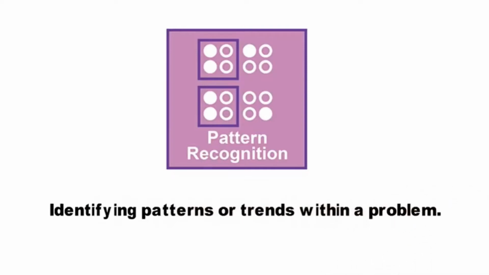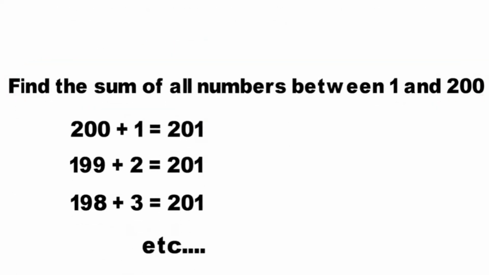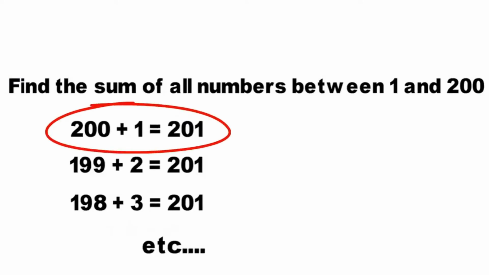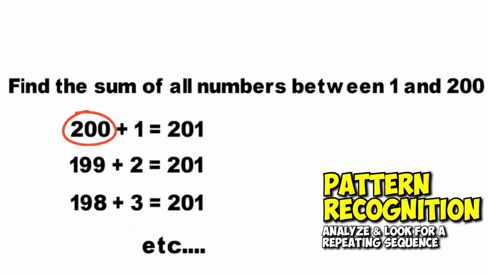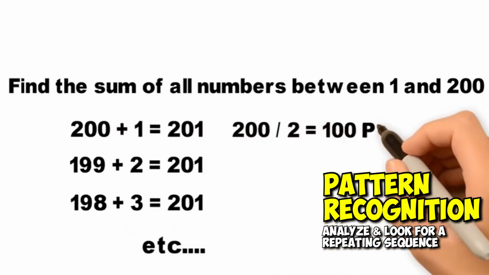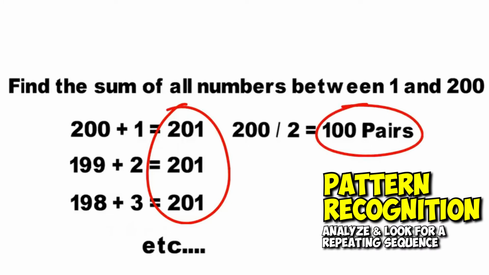problem. So let's return to the problem we started in step 1 and find the sum of all numbers between 1 and 200. What pattern do we see here? If we take the sum of the high number and the low number, we get 201. And all the other pairs have the same sum. We need to figure out how many times the 201 pattern repeats. Well, you could count all the pairs, which would take a long time, or just take the high number and divide it by 2. 200 divided by 2 equals 100 pairs. If the sum of each pair is 201, and we have 100 pairs, we can now determine the sum of all numbers between 1 and 200.